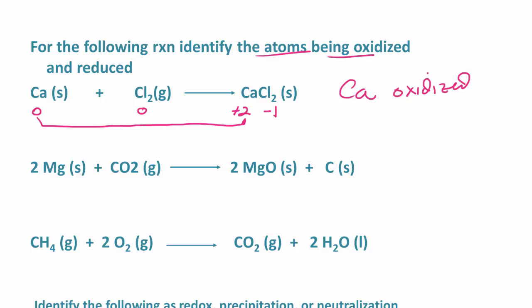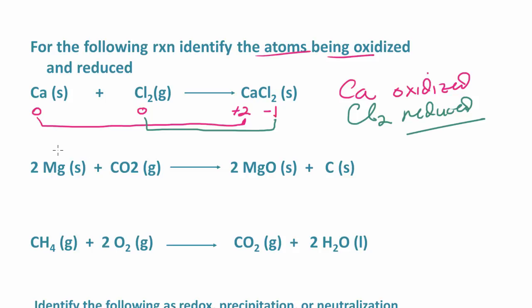And in this case, our chlorine has gone from 0 to a -1. The charge has decreased. Therefore, diatomic chlorine has been reduced. And calcium is the reducing agent, where chlorine is the oxidizing agent. Here we have two magnesiums, carbon dioxide, to produce magnesium oxide and solid carbon.